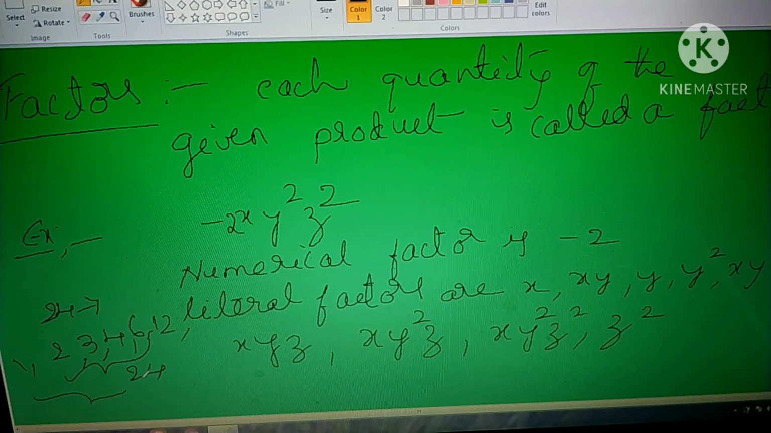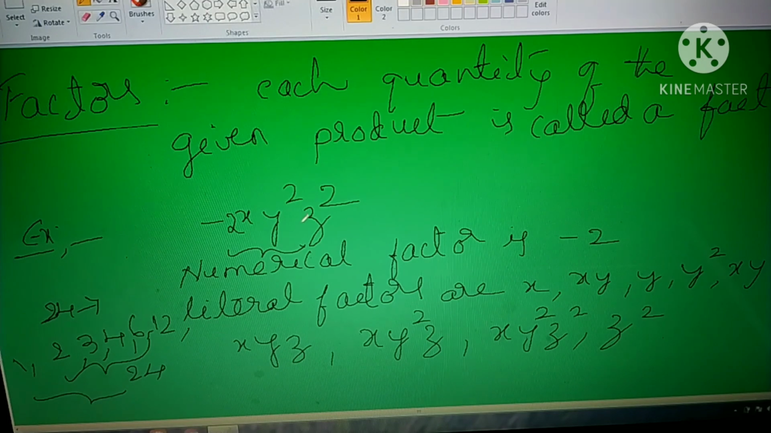Now coming to algebraic expressions, coming to this particular term, see what the factors are here. Each quantity of the given product is called a factor. Each quantity of the given product. Now, see this example, here we have one product.